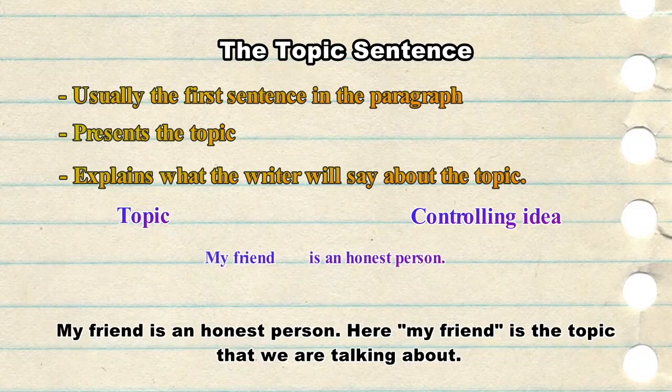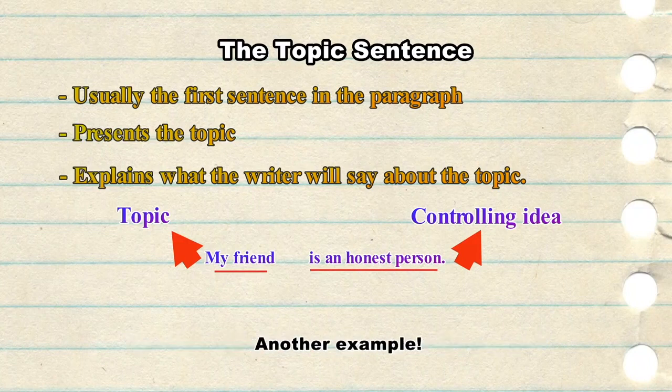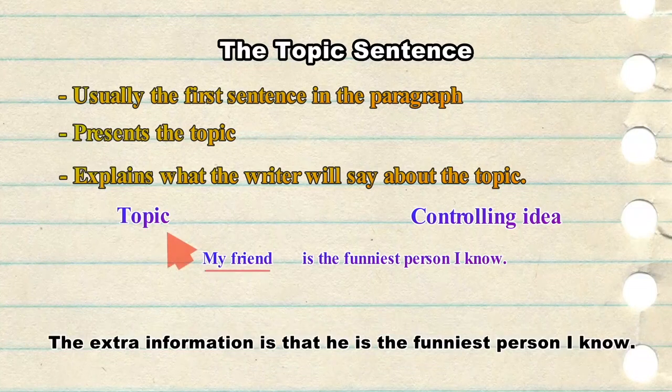My friend is an honest person. Here, my friend is the topic that we're talking about. The controlling idea is an honest person. Another example. My friend is the funniest person I know. Again, my friend is the topic. The extra information is that he is the funniest person I know.